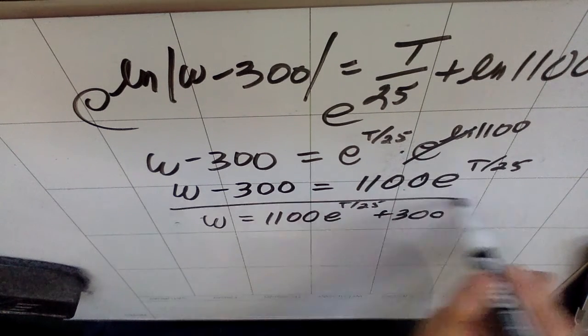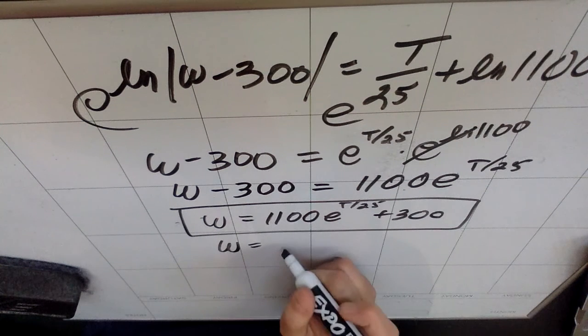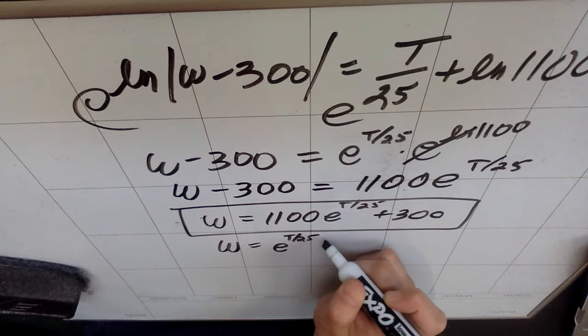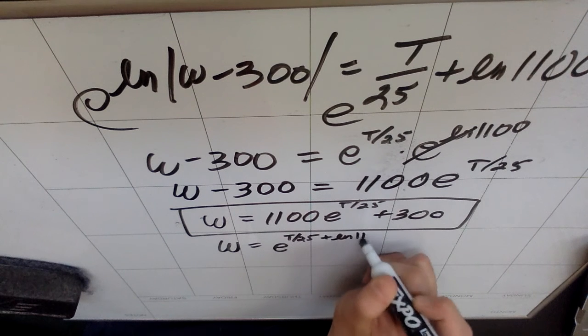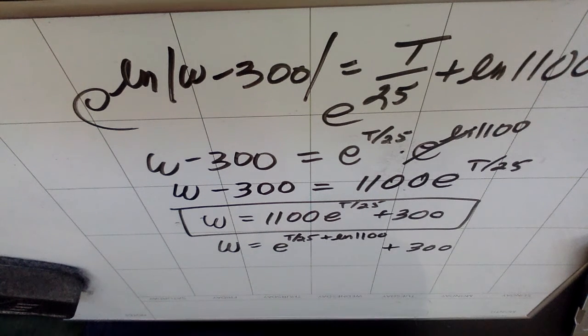That answer's great. The other way you might see that answer is if you didn't bother to do what I did here, you might see this as e to the whole quantity t over 25 plus the natural log of 1100, and then all of that plus 300. And that's also right, totally fine. All good. So either of those would be fine.